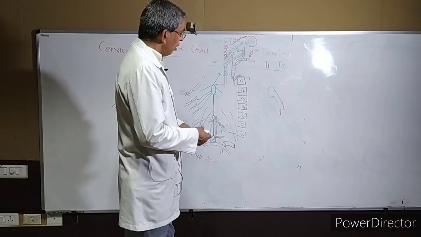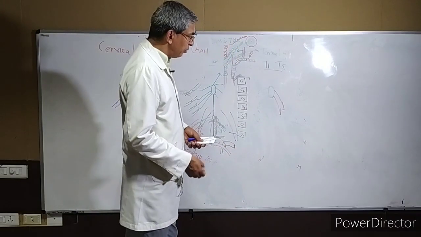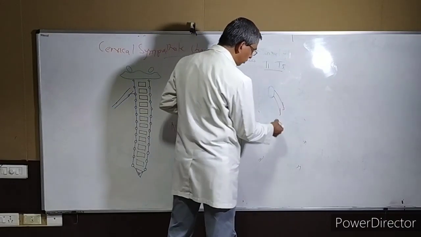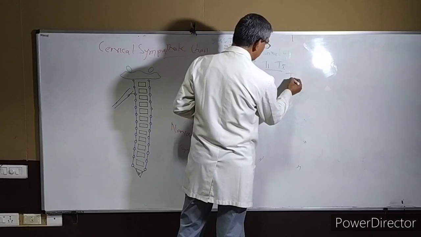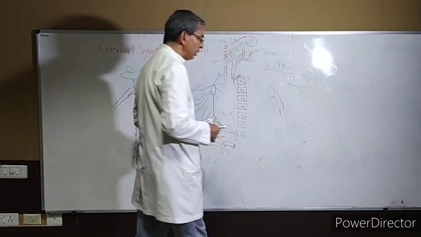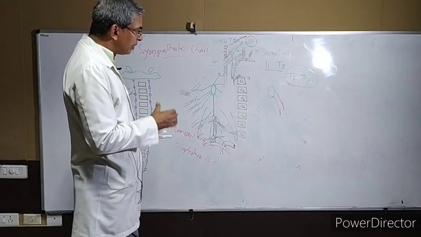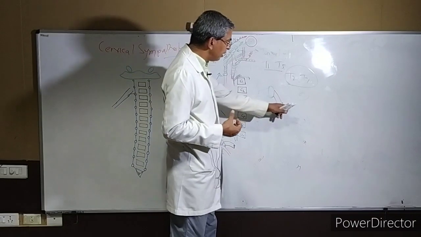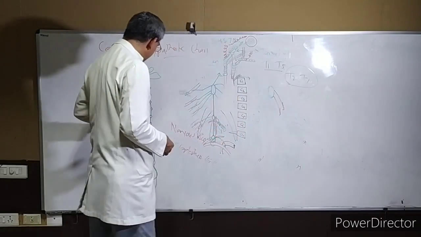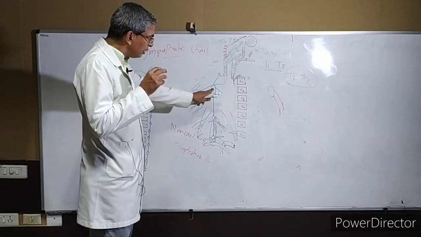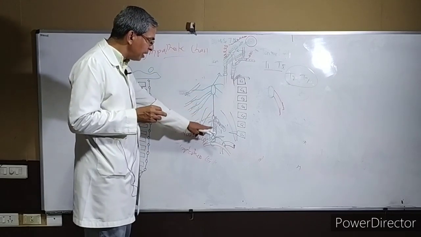Now, the sensory branches. If you see the sensory branches, it's very important. The sensory branches from the heart come from T2 to T7. These are the sensory branches which come from the cardiac nerves and pass through the middle and the inferior ganglia. They do not pass through the superior ganglia. Only sensory branches pass through the middle and the inferior ganglia.